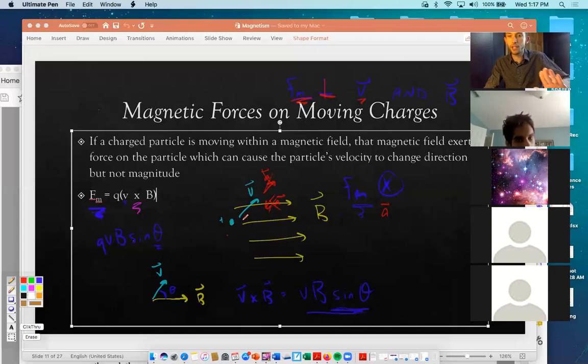So if this particle was actually flying through this field like this, it would experience a force towards the screen. My particle is going to start curving towards the screen. Does that make sense to everybody? Yep. Kinda. You with me? Yep. Okay.